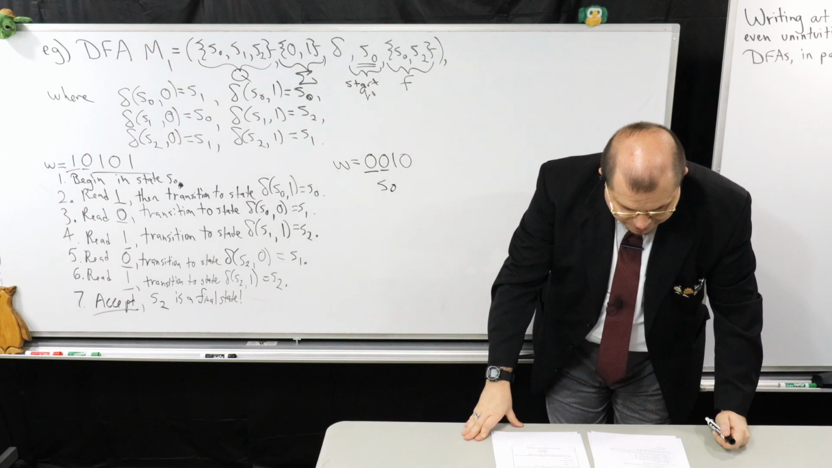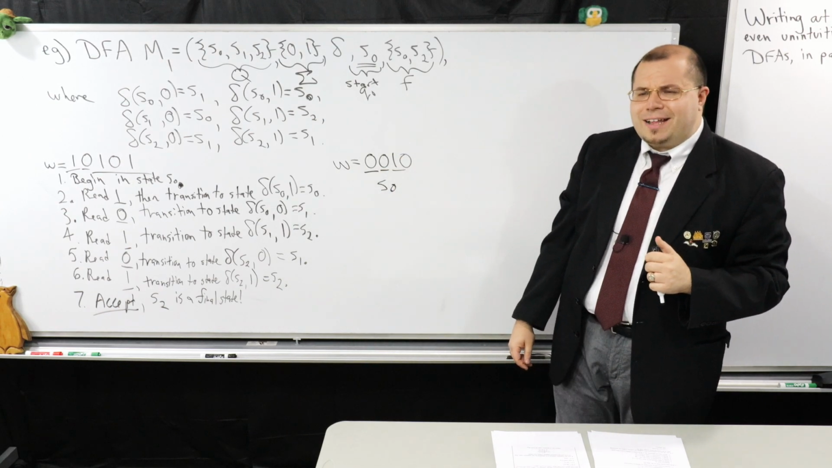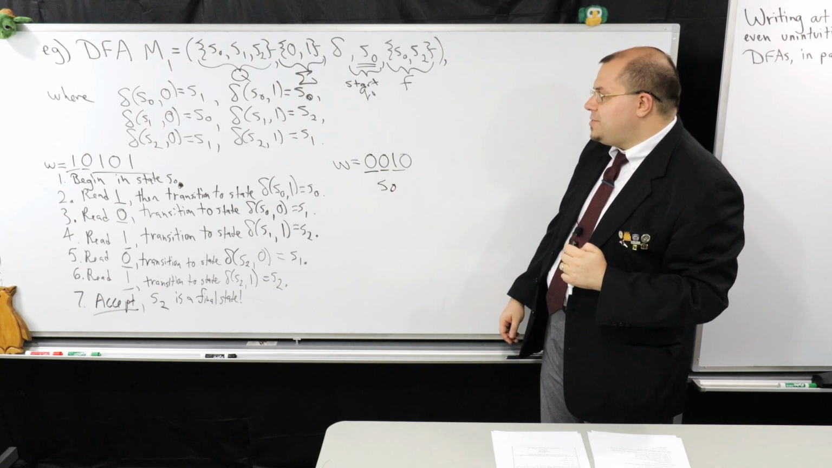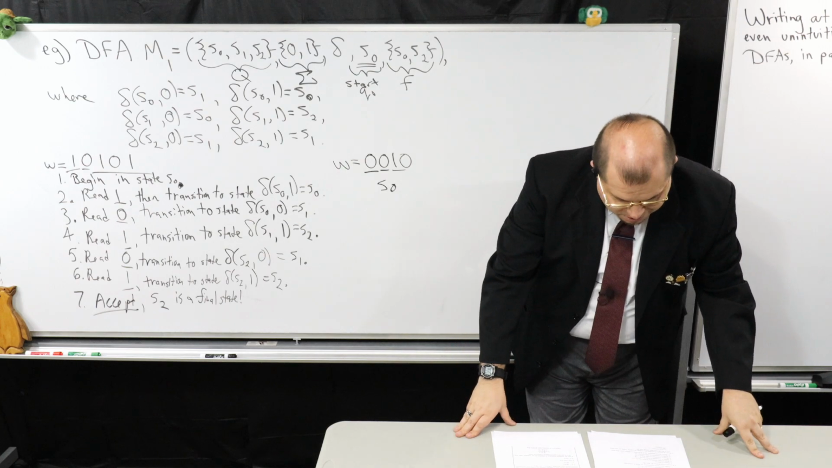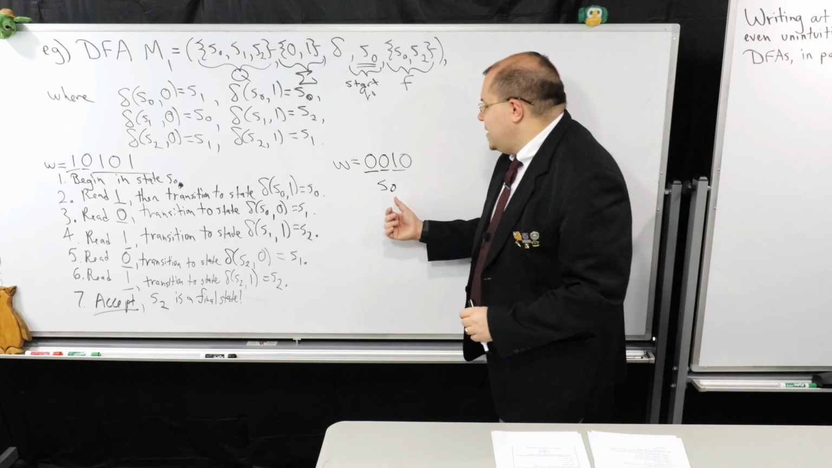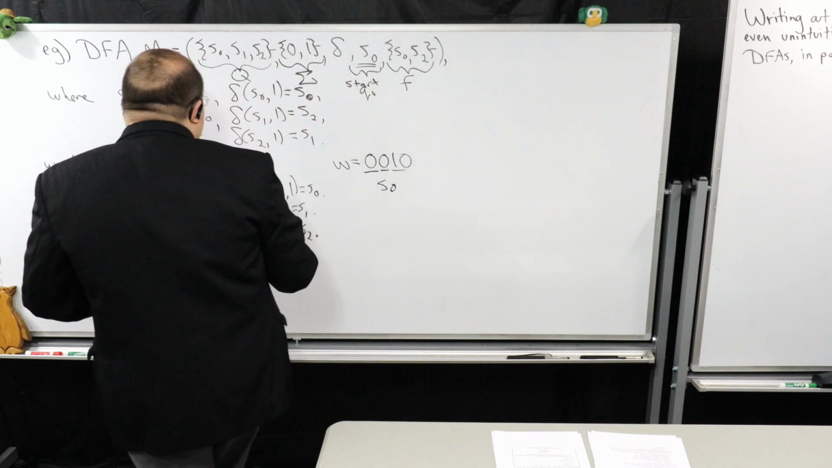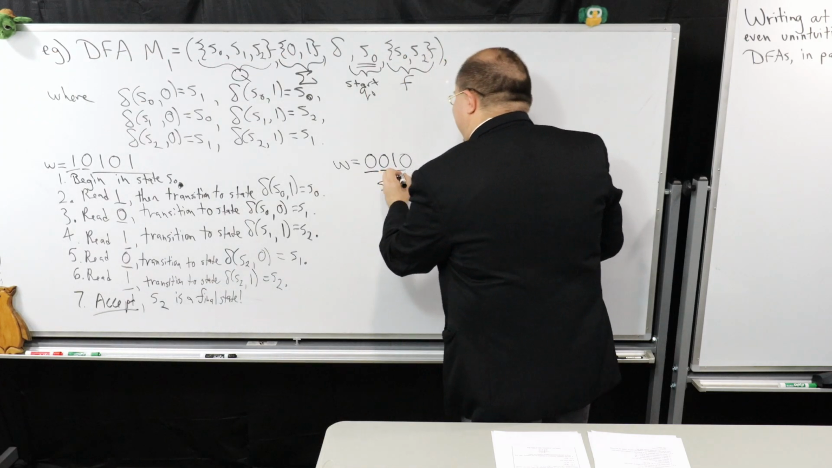Then what do I do? I read a 1. Could somebody in the chat tell me what state I should be going to? Is it S0? Yeah, S0, right? Because if I'm in S0 and I read a 1, it tells me to go to S0. So I'm still in S0.